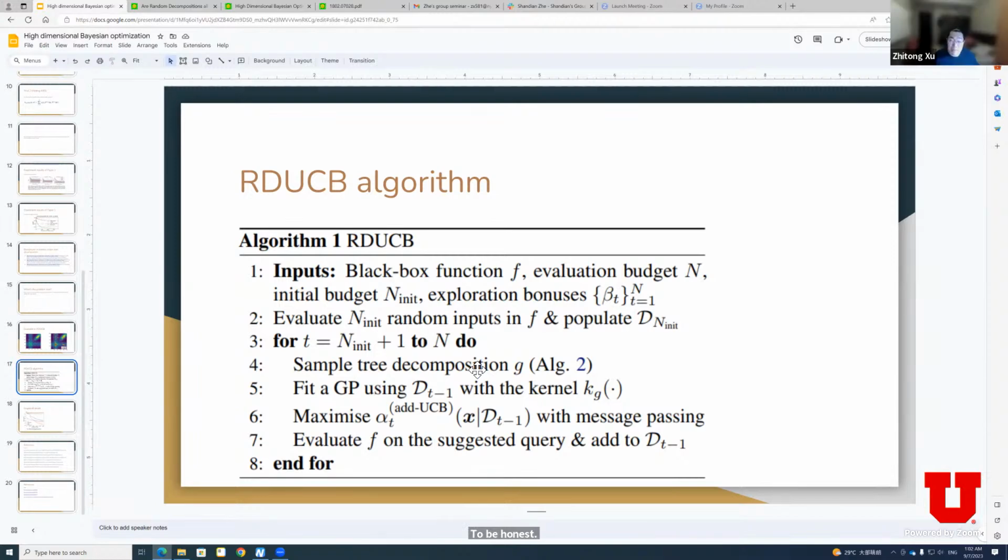So every time they just randomly generate one tree, right? Yes. And then they do the decomposition according to the tree structure, fit the GP, and maximize the UCB. And then they add the new data points, and then they do the random something again.